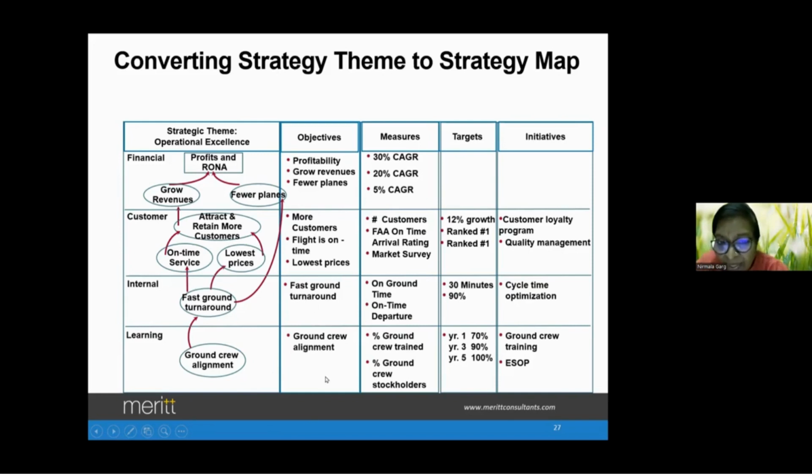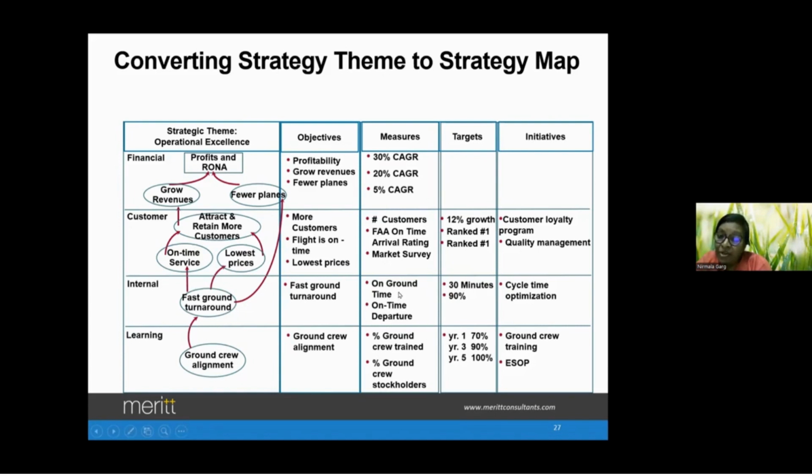Now, when all this has to be done, can we collect data and put measures to it, then put targets to it and ensure that whatever you have promised to the customer is achieved? Now, just look at measures. What kind of measures do you think Indigo has? For example, what are measures, especially for internal business processes? It's the on-ground time, on-time departure.